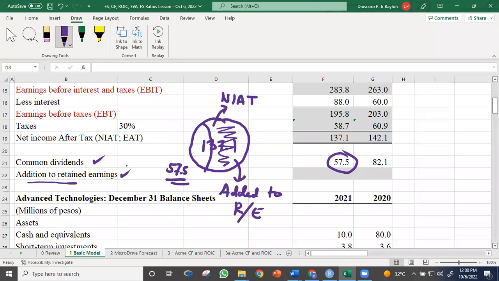All right, so we can now compute this one. The addition to retained earnings will simply be, let's draw a line here, equal to net income after tax minus the common dividends. So this is now added to retained earnings. And if you attended the workshop yesterday morning, I discussed this in some detail. This is our addition to retained earnings. So clear so far, guys? This is our income statement.